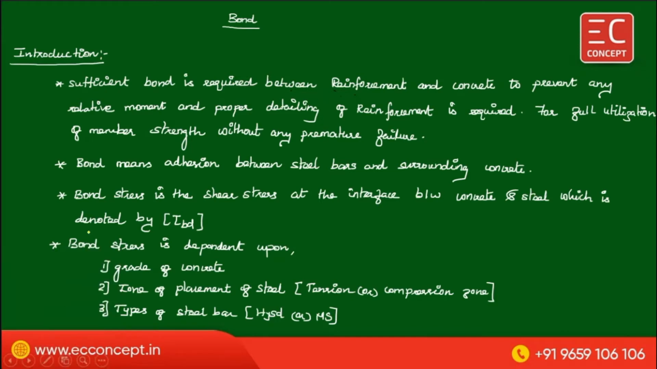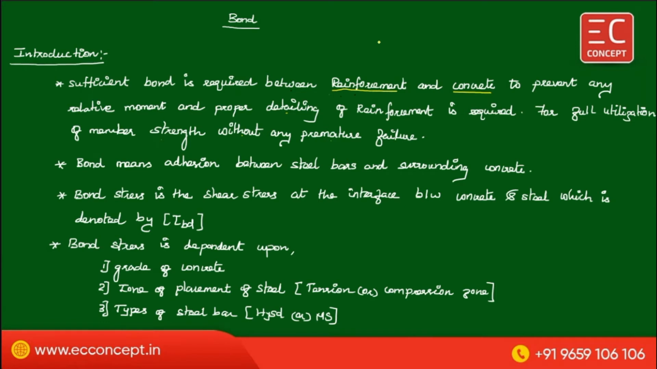So, introduction: a sufficient bond is required between the reinforcement and the concrete to prevent any relative movement, and proper detailing of reinforcement is required for full utilization of member strength without any premature failure. Why do we require a bond? In order to create a strong bond between reinforcement and concrete.